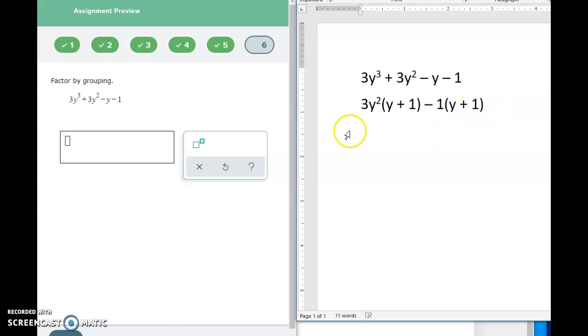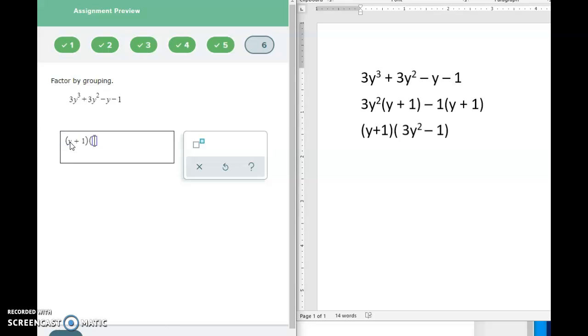So I have 3y squared minus 1, and then y plus 1, and y plus 1 is going to be my GCF. So y plus 1, and then I've got 3y squared minus 1. That'll be my answer. Let's throw it on in there. Okay. y plus 1, 3y squared minus 1.